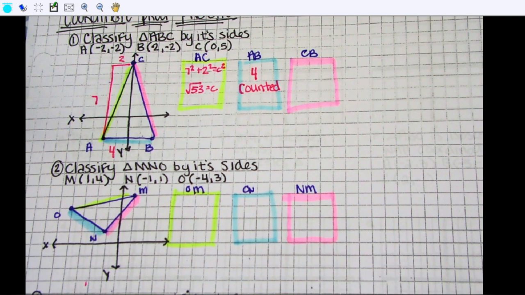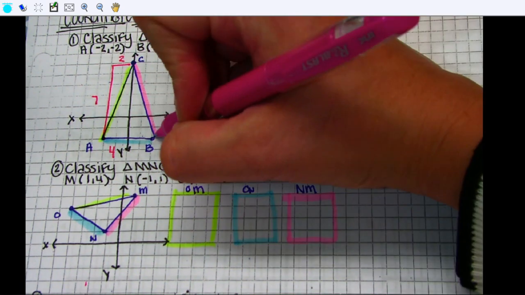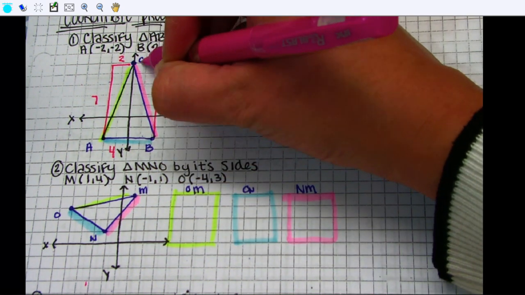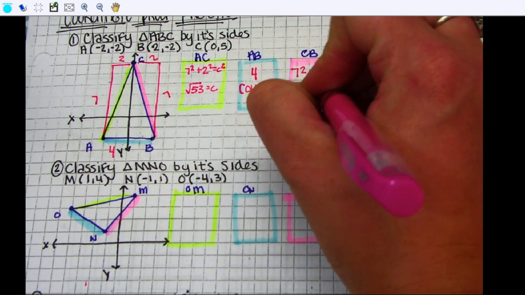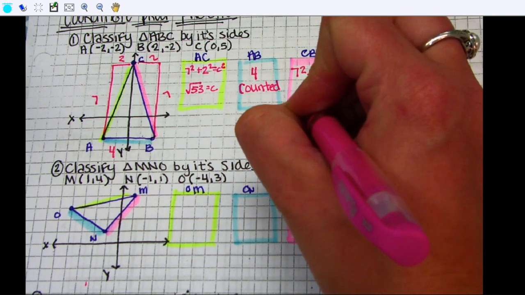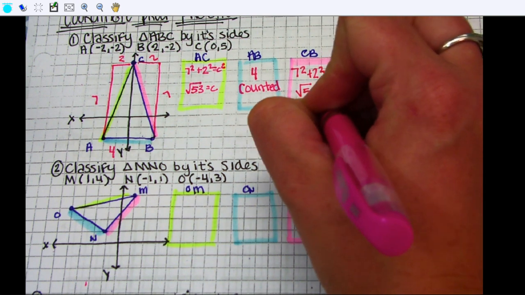CB, square root of 53 again. We should get 7 and 2. So again, 7 squared plus 2 squared equals C squared. So you should also get the square root of 53.